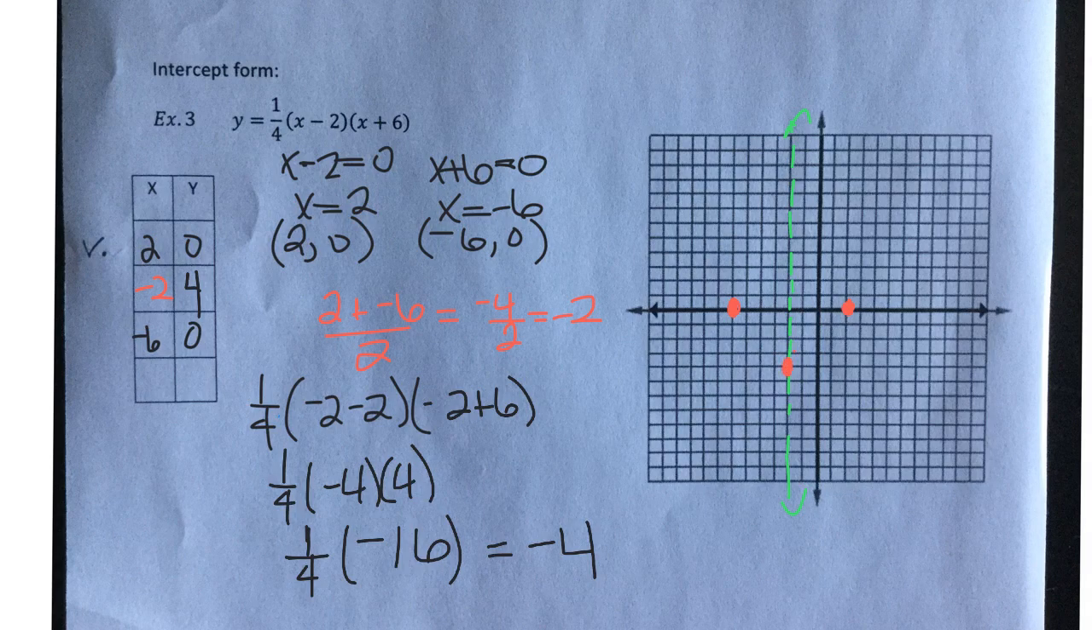And that's usually enough. The only time we probably want to get extra points is when the two intercepts are like right next to each other. Then you probably want to get another point to graph it. And there you have it. That is how to graph an intercept form.